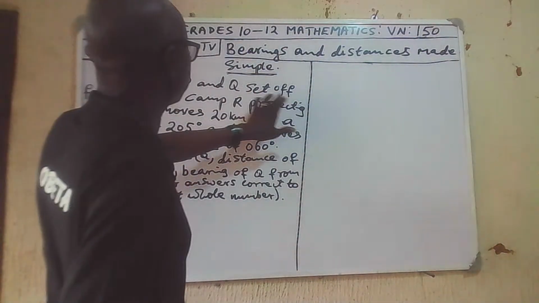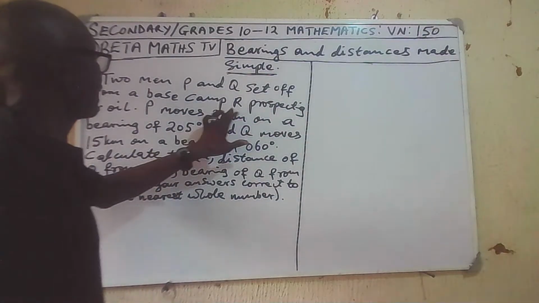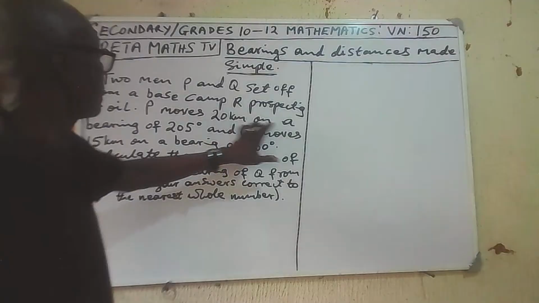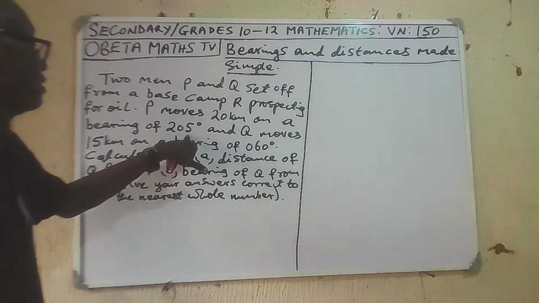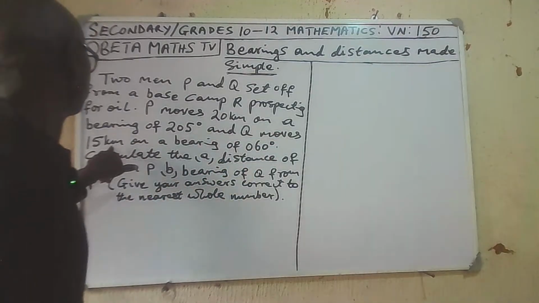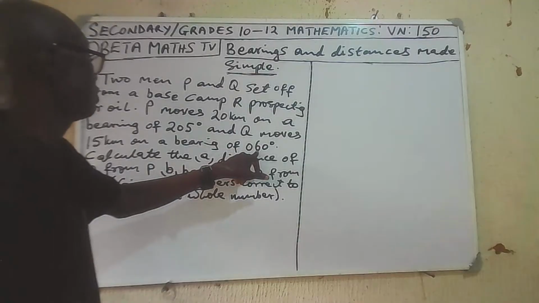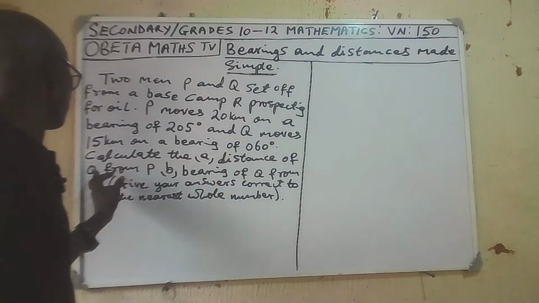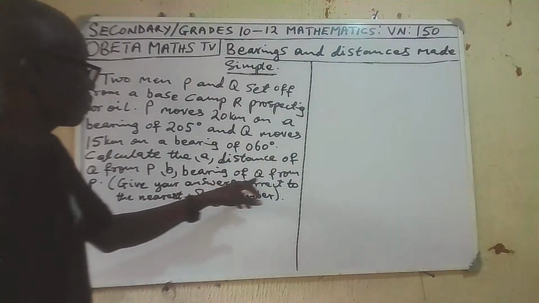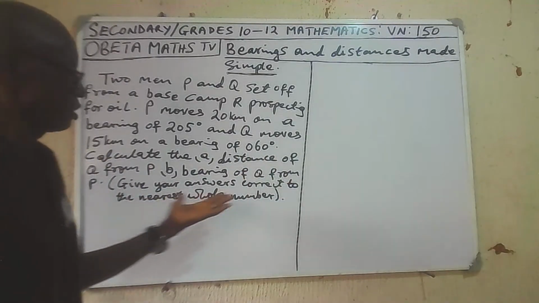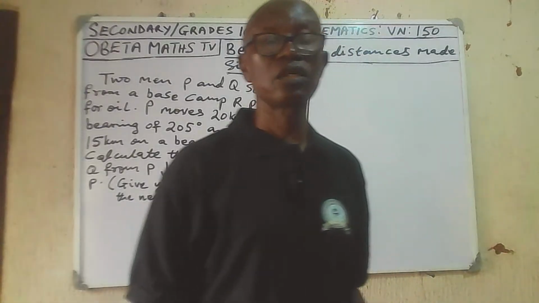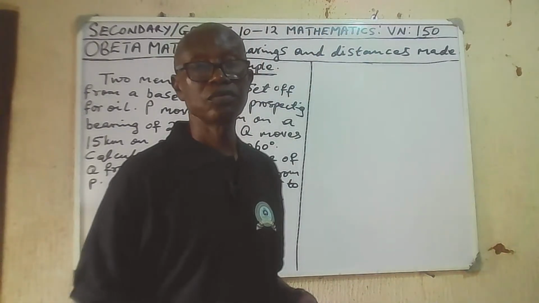Two men P and Q set off from a base camp, prospecting for oil. P moves 20 kilometers on a bearing of 205 degrees and Q moves 15 kilometers on a bearing of 060 degrees. We have to calculate the distance of Q from P and the bearing of Q from P. The answers will be given to the nearest whole number. So we start.